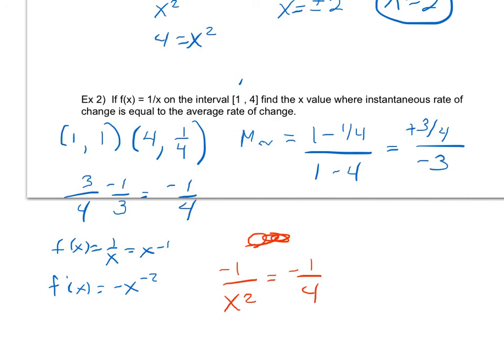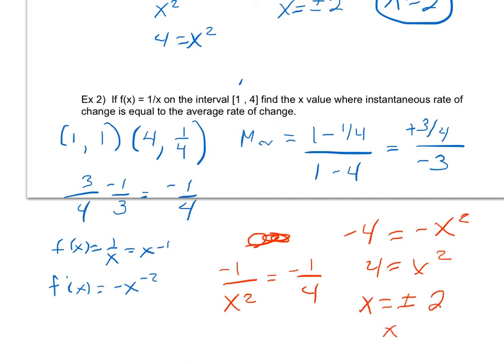Well, I'm going to go ahead and cross multiply. So 4 times negative 1 is negative 4. X squared times negative 1 is negative x squared. Multiply both sides by a negative 1. I get, when does 4 equal x squared? So again, I get x equals plus or minus the square root of 4, so plus or minus 2. Again, the negative isn't in my interval.